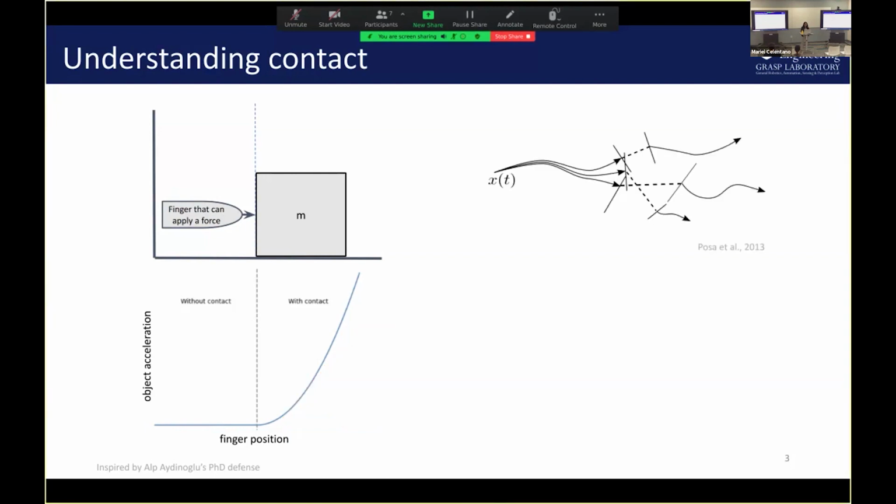Furthermore, if we were to allow this object to, instead of moving just towards the right, also be able to move towards the left, or potentially allow it to topple over its corners, or maybe even allow the finger to slide over the surface of the object, then even at the point of contact, the dynamics could evolve in multiple different ways, depending on the type of contact that actually occurs.